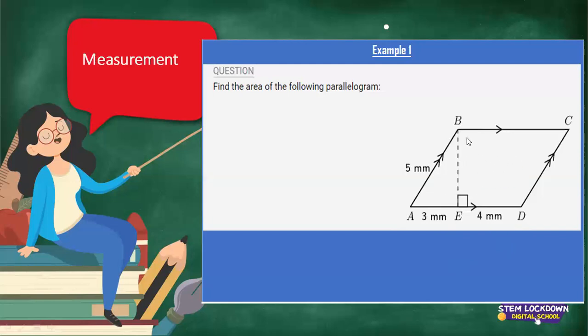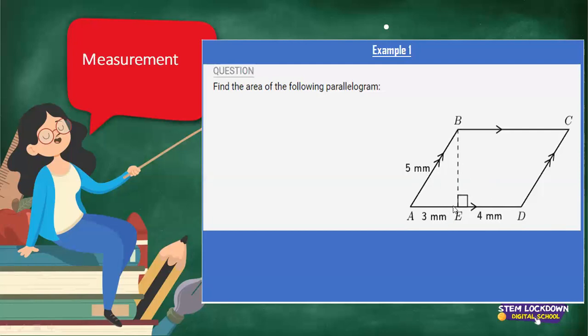Again, for a parallelogram, the formula is height times base. Here we don't have the height, so we first have to get our height. Because this is 90 degrees, and this and this are 3 and 5, we can find the third side of the triangle using Pythagoras. And once we have the third side, we can use it to find our area.